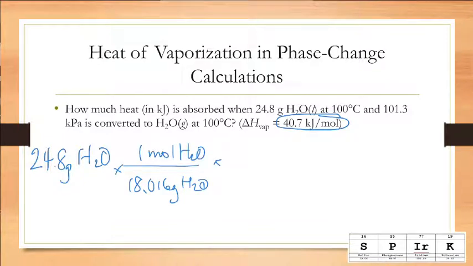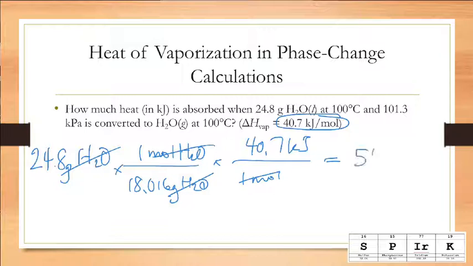Now that we're in moles on top, we can use our conversion factor here because we know that 1 mole is equal to 40.7 kilojoules. Our correct units are going to cancel out here. We're left with kilojoules. We multiply that through and we have 56.0 kilojoules of heat. So that's the amount of heat that is absorbed by liquid water to change state into the vapor phase.